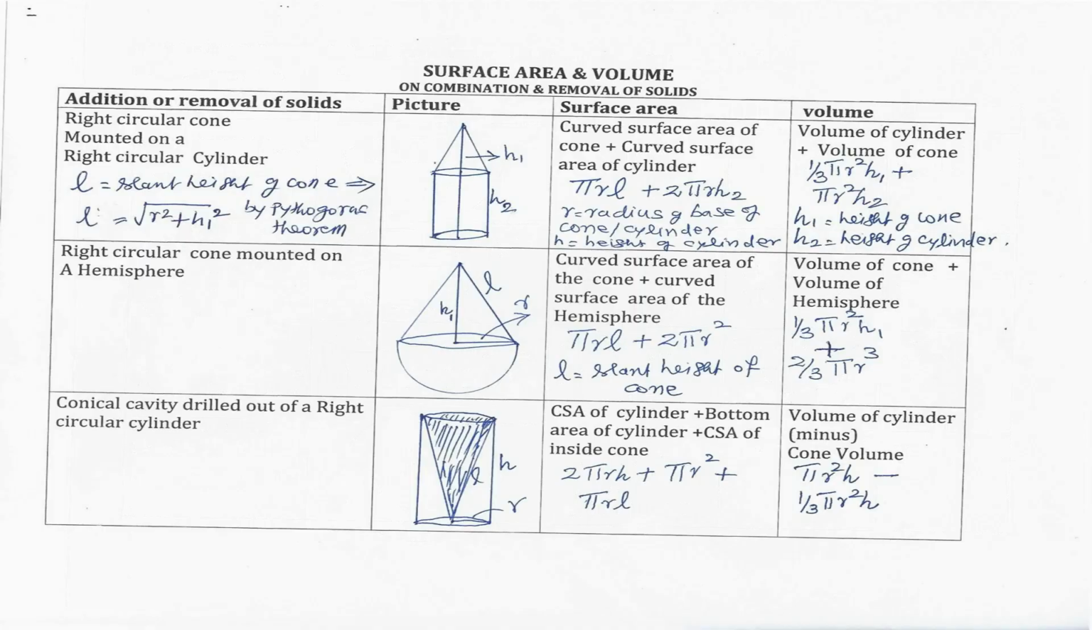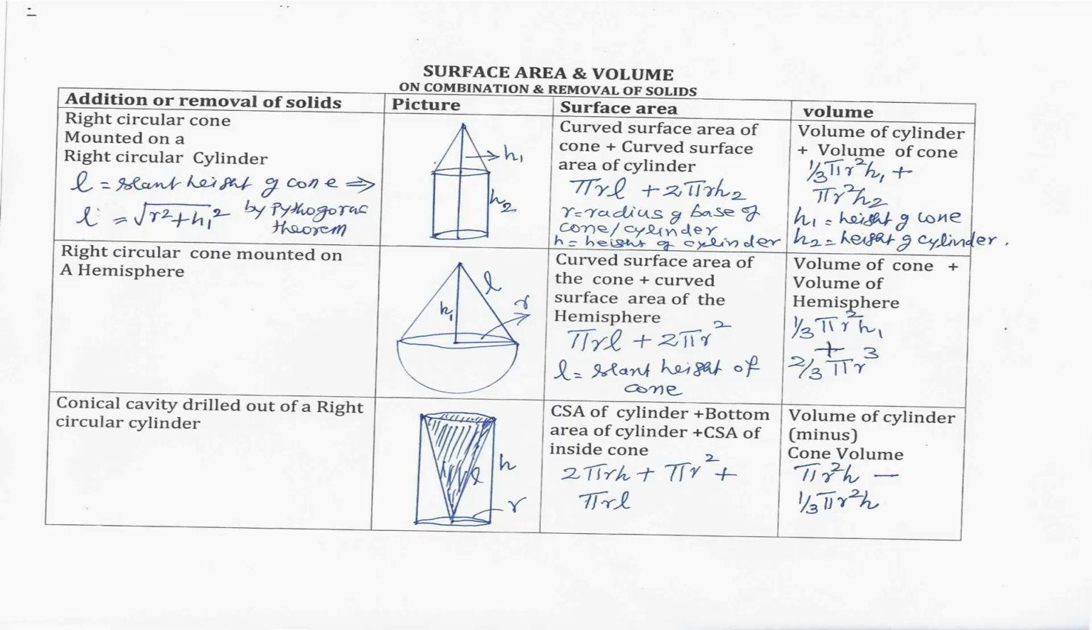Now let us see the next slide, which is about the combination and or removal of solids. Right circular cone mounted on a right circular cylinder. Here the curved surface area of the cone is pi RL, curved surface area of the cylinder is 2 pi RH. So pi RL plus 2 pi RH is the surface area of the solid.